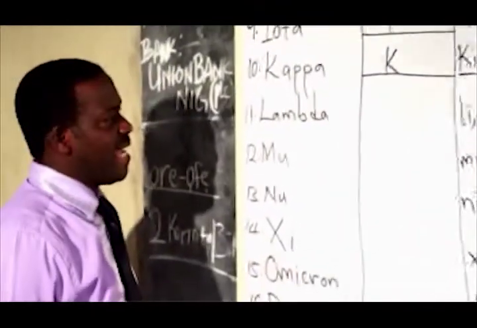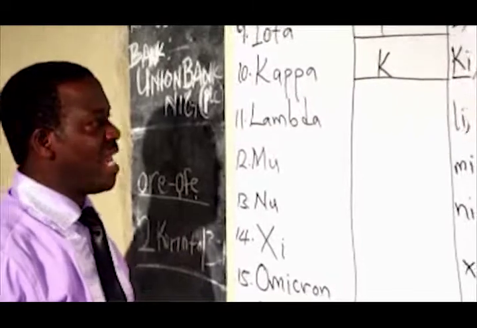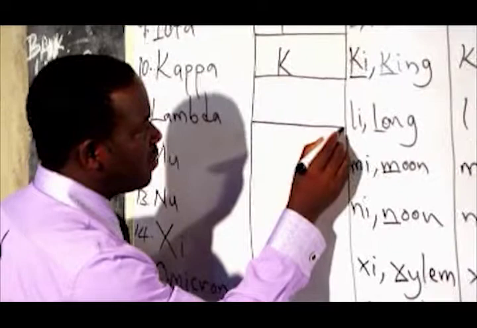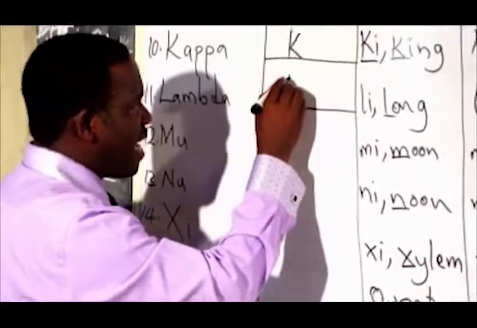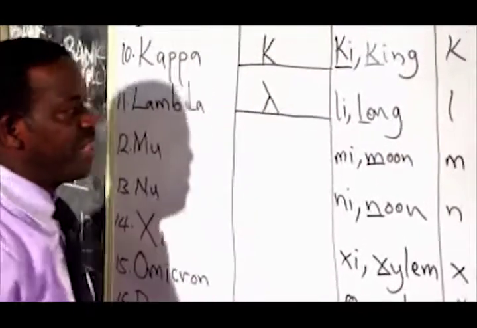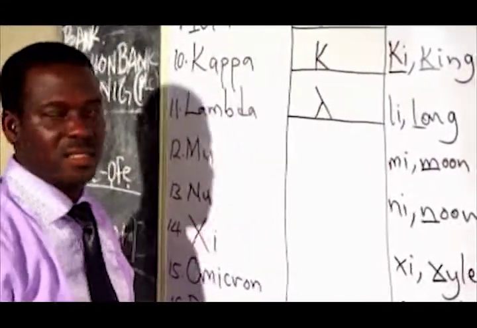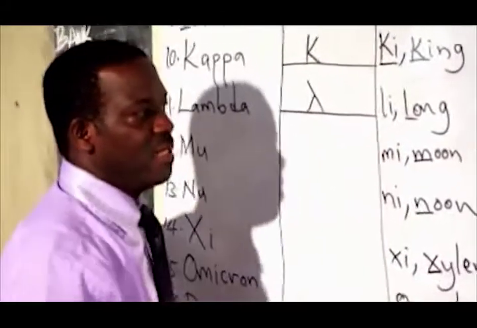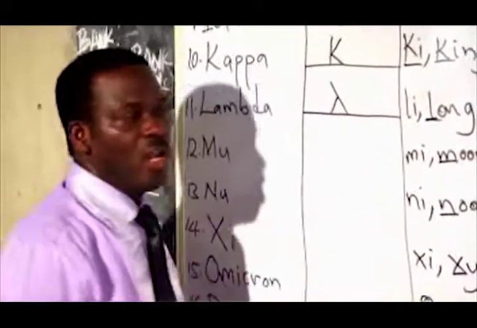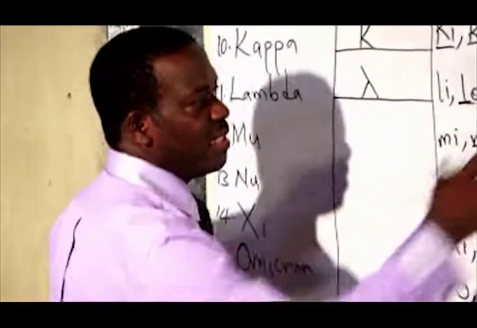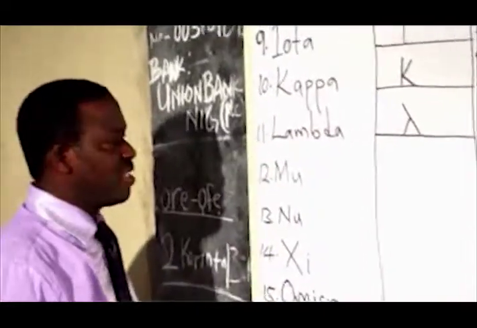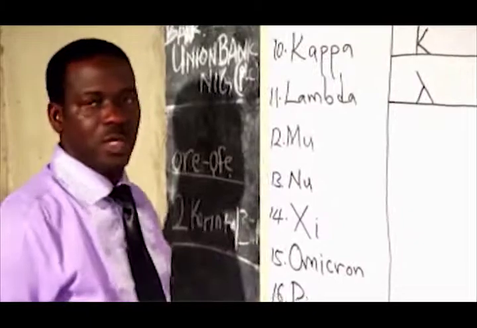The next Greek letter is lambda. Lambda. In writing lambda, your line again. This is exactly how to write lambda. Anything different from this is not lambda. And lambda sounds as L, just as you pronounce the L in long, and it's equivalent to our English L. Lambda, L.